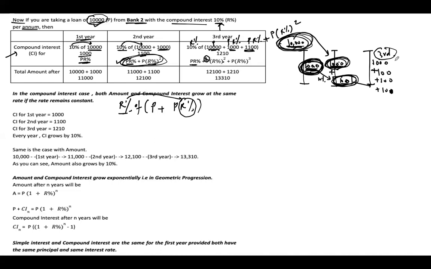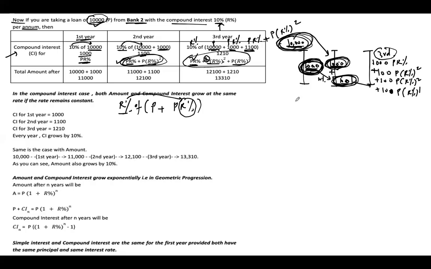Are you getting this point? This was PR percent. 1,000 was PR percent. This was PR percent square. This was also PR percent square. And this was PR percent, the whole cube. So this would be PR percent plus 2 PR percent whole square plus PR percent whole cube. Not that important.